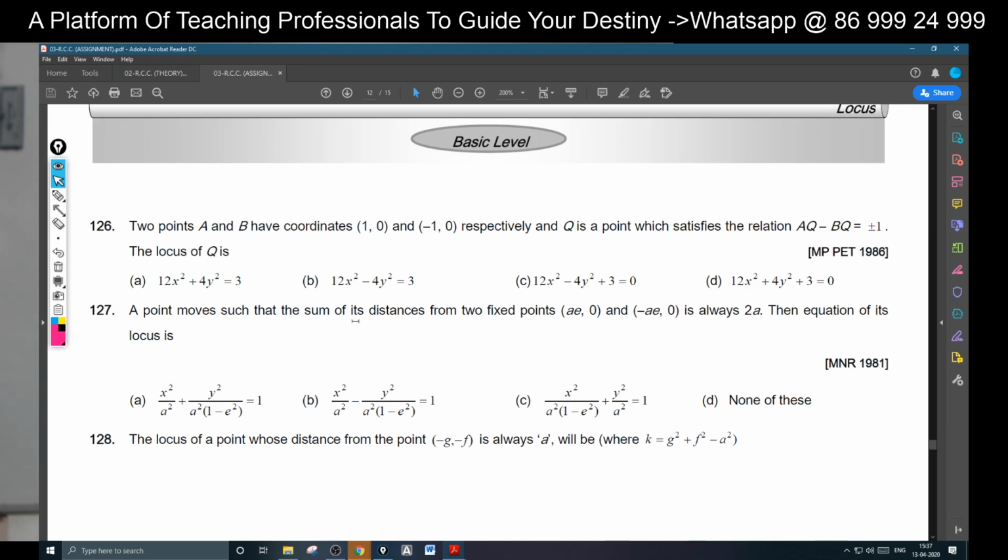Now here, a point moves such that the sum of its distances from two fixed points, ae comma 0 and minus ae comma 0, is always 2a. Then the equation of its locus is.